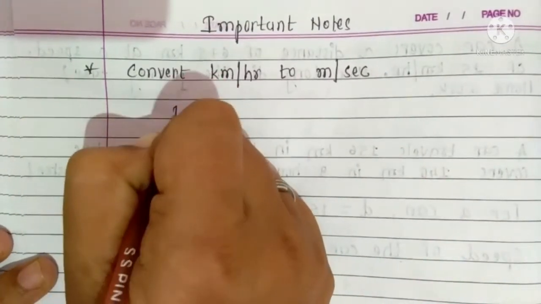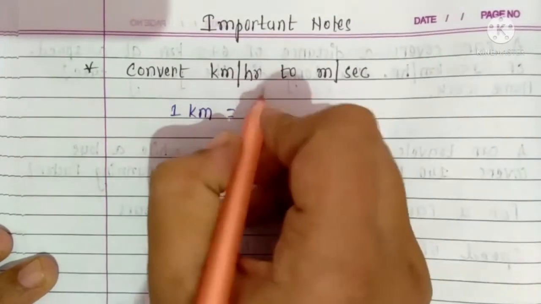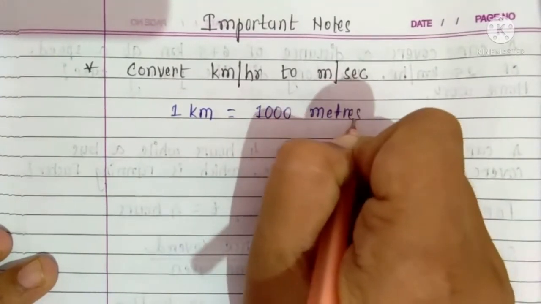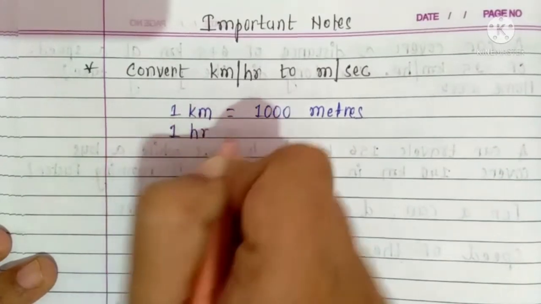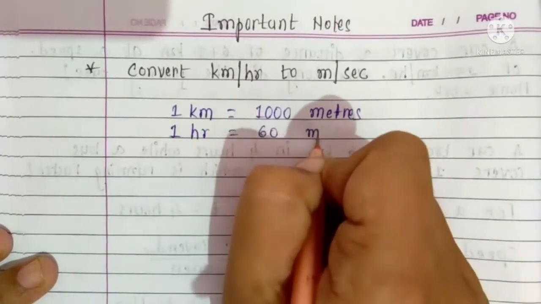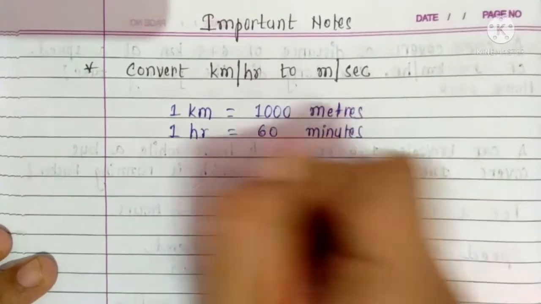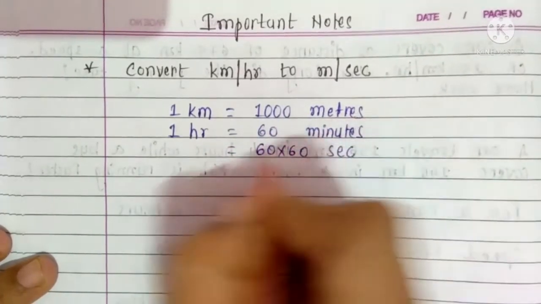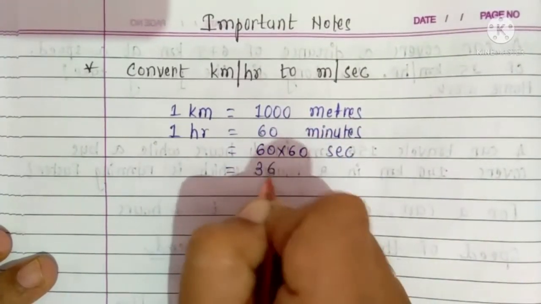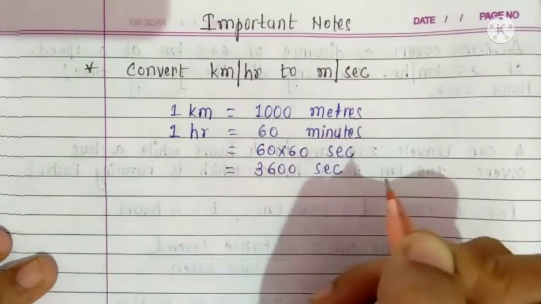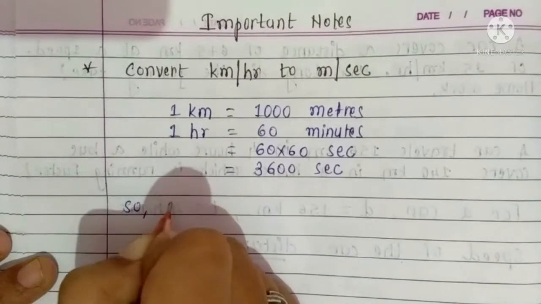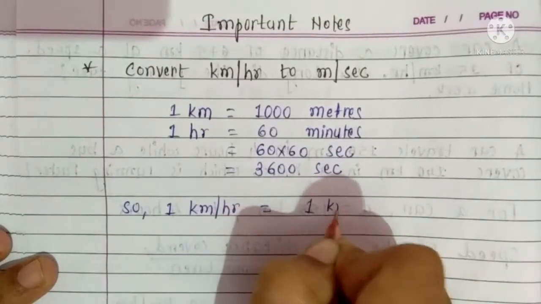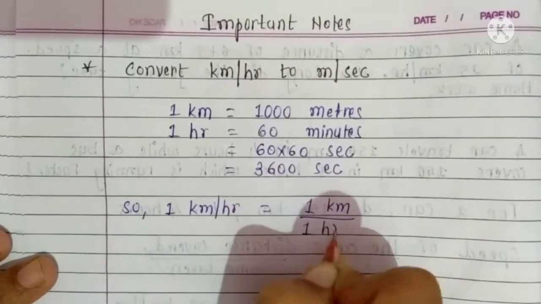As we know that 1 kilometer is equal to 1000 meters and 1 hour is equal to 60 minutes, and 60 minutes is equal to 60 multiplied by 60 second, and this is equal to 3600 second. So 1 kilometer per hour is equal to 1 kilometer per 1 hour.